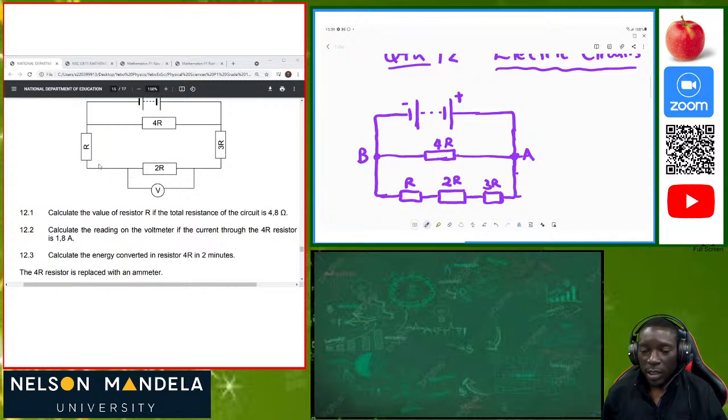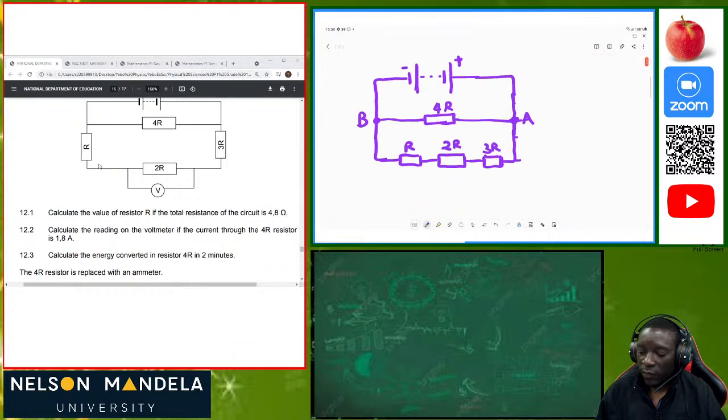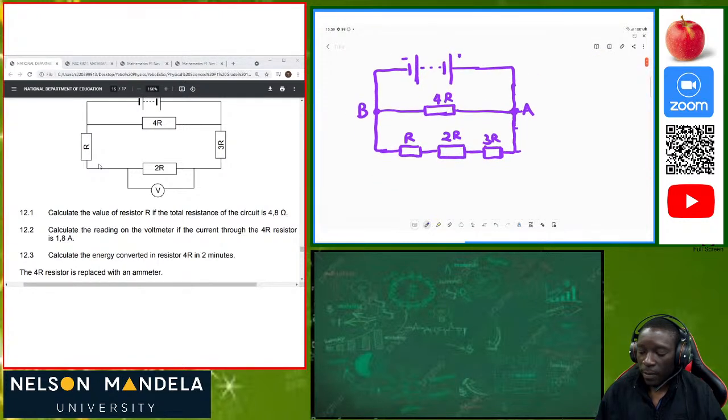Okay, so you can see that the resistor R, the resistor 2R, and the resistor 3R are in series with each other. So we have a series combination of R, 2R, and 3R. So we have this series combination, R series, and their equivalent resistance is in parallel with the 4R resistance.